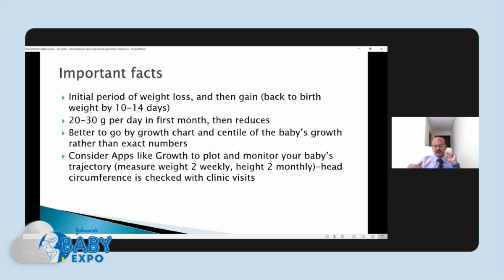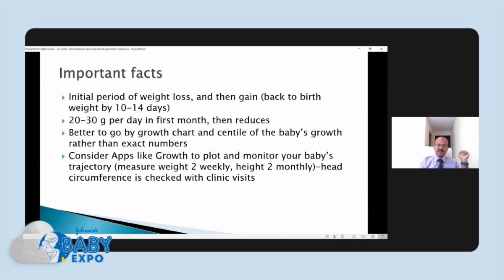There are apps for growth monitoring available, and you have free apps as well. You can download them. You can plot and monitor your baby's trajectory. If you are measuring the weight at home, you can check it every 2 weeks. You have the weighing scale on which you weigh yourself, then you can hold the baby and the difference will give you the baby's weight.